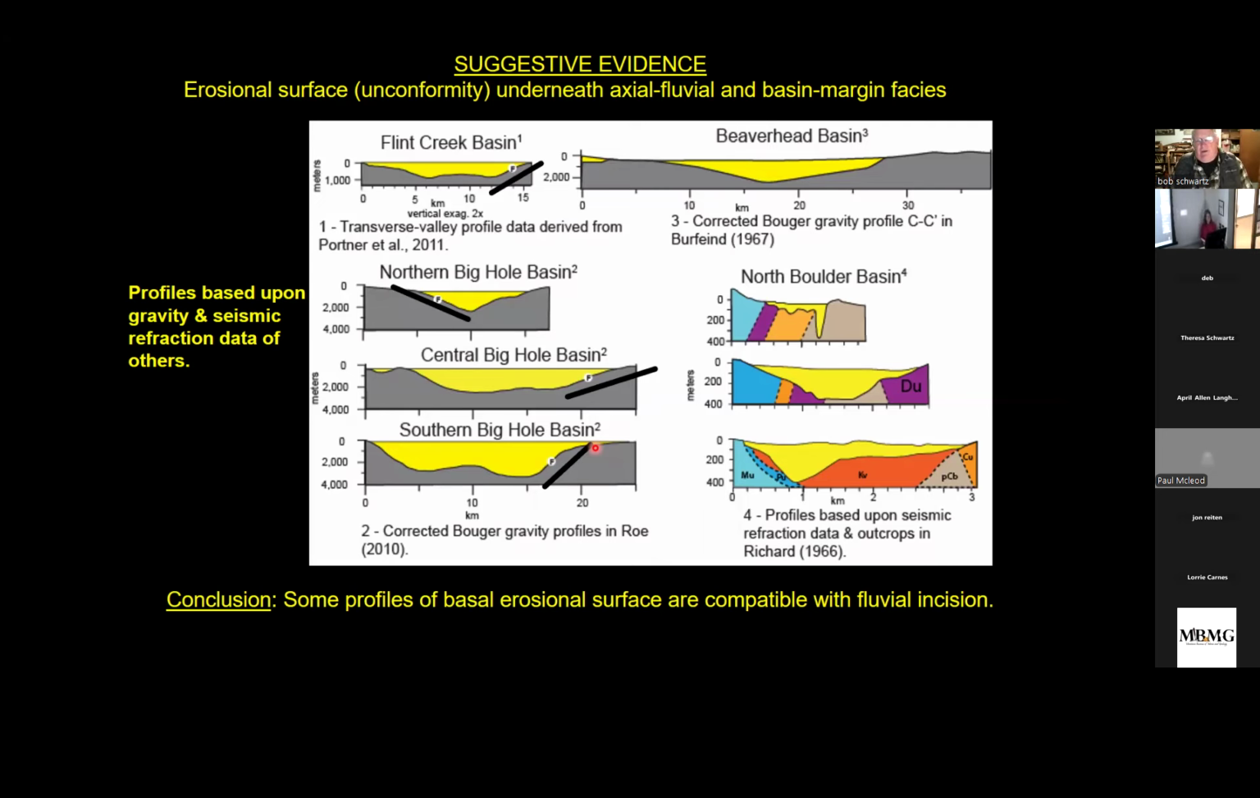Is there any other evidence of this? And I put this in here. I went back and forth. Do I put it in here or not?